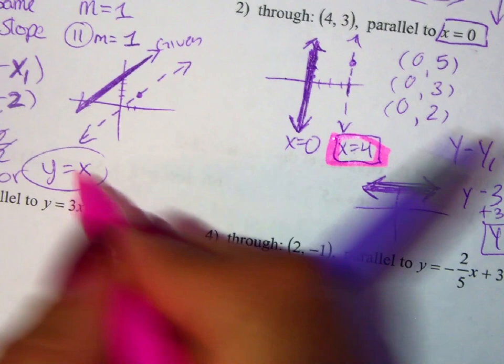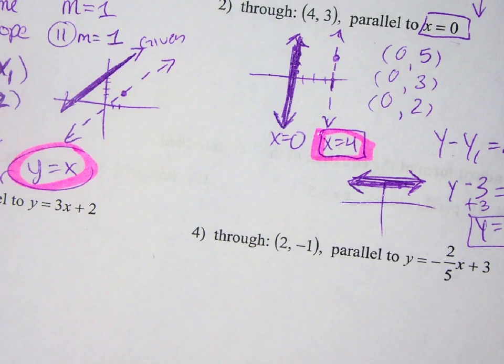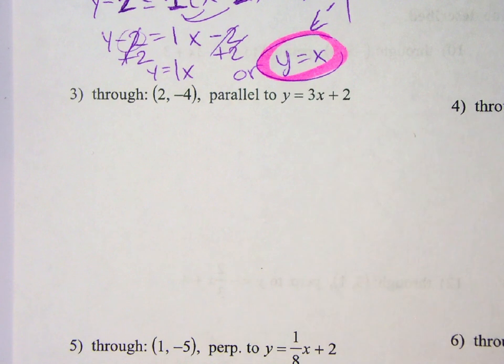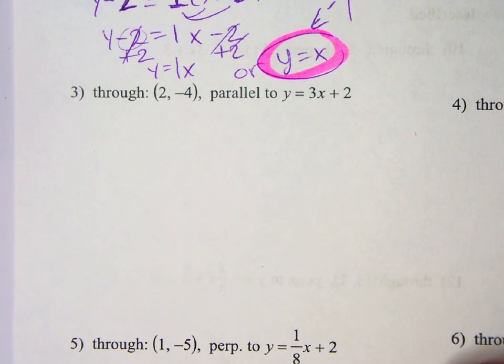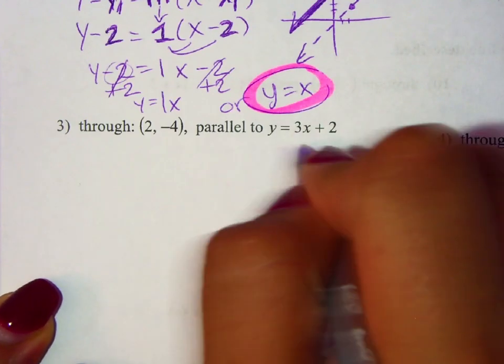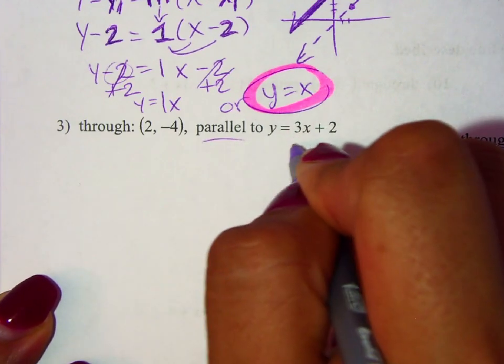X equals 4, y equals x. All right, for the next one, we have parallel again. I think I'm just going to make a video for parallel separate than the perpendicular. So parallel will be same slope for this, which is 3.